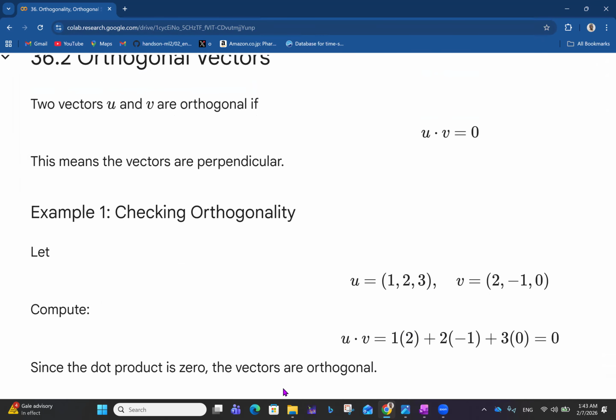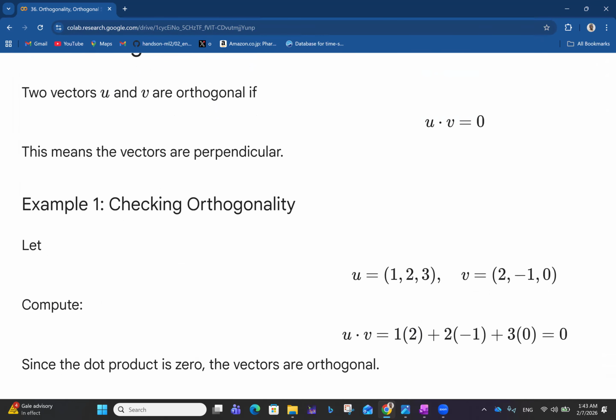A good example: you want to check the orthogonality of u = (1, 2, 3) and v = (2, -1, 0). All you need is to compute 1 times 2 plus 2 times -1 plus 3 times 0. So 1 times 2 is 2, 2 times -1 is -2, so 2 minus 2 is 0, and 3 times 0 is also 0. Everything is 0, so since the dot product is 0, the vectors are orthogonal.